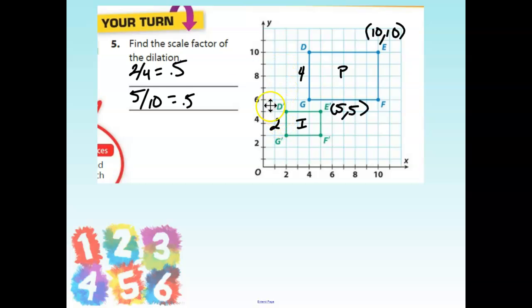All right, let's check it out. First I just did the length of the sides. This is my image, this is my pre-image, and if I do 2 over 4, for example, on this side, I get 0.5. Then I chose 2 points, the E's. If I go image over pre-image, I get 5 over 10 of either of the coordinates, and again I get 0.5. So hopefully you landed at 0.5 as your scale factor.